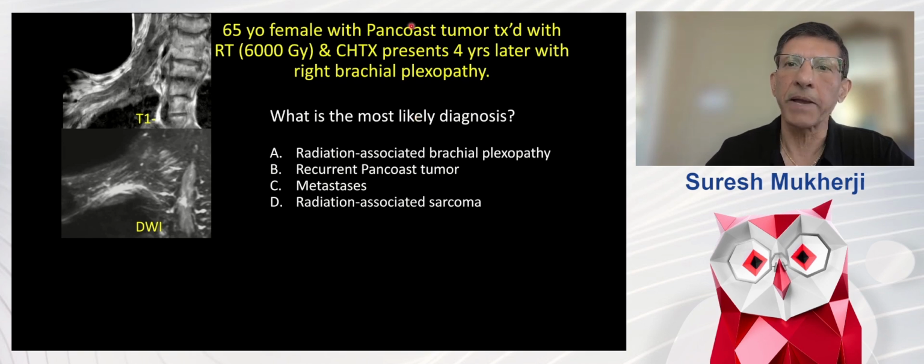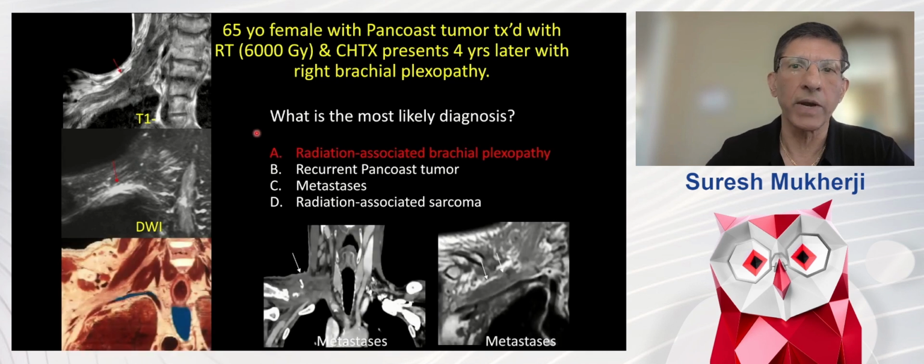This was a patient with a Pancoast tumor that was treated with about 6,000 grays and also had chemotherapy, and presents 4 years later with a brachial plexopathy. What we see here is this mass involving the right-sided brachial plexus. The question here was, what's the most likely diagnosis? And in this case, it was radiation-associated brachial plexopathy.